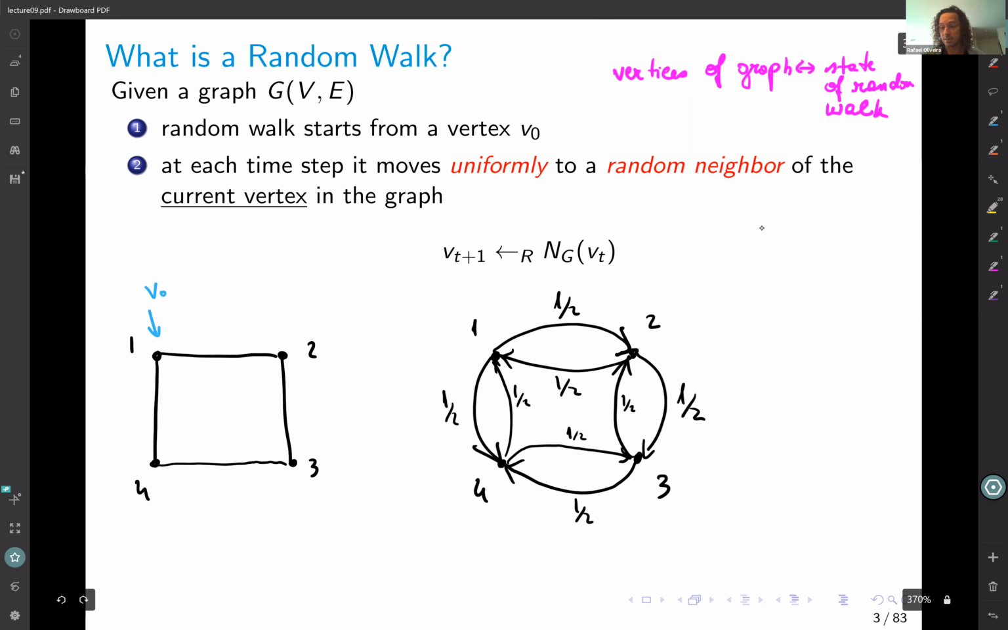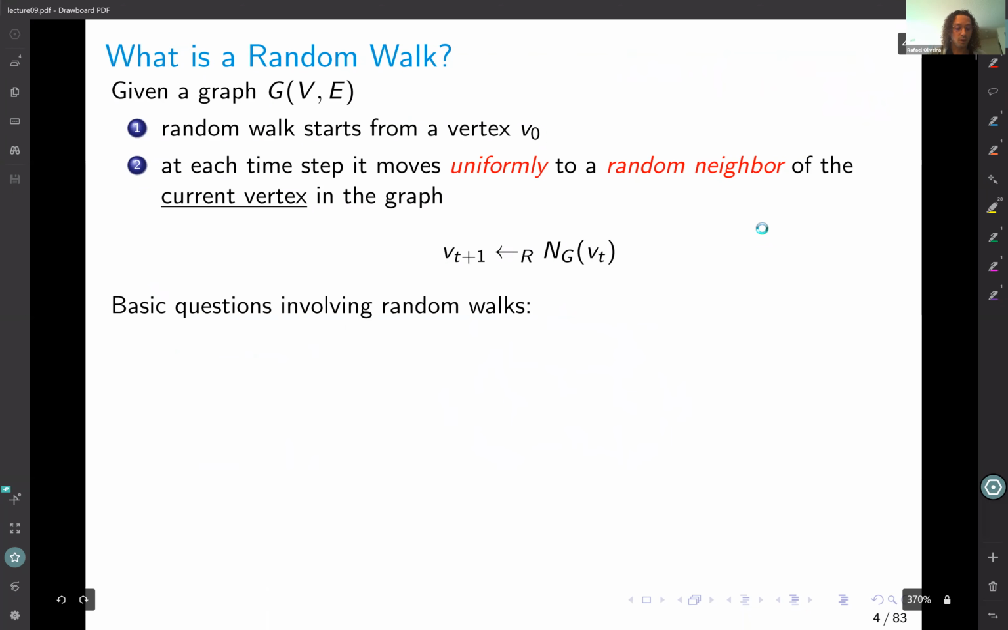Does that make sense? So for instance, one random walk could be: I start at 1, I take a step to 2, and then from 2 I go back to 1. From 1, I go back to 2. From 2, I go to 3. From 3, I go to 4, and so on. But every time I'm picking my neighbor at random, and the probability is just: I look at my neighbors, and uniformly I go to a neighbor.